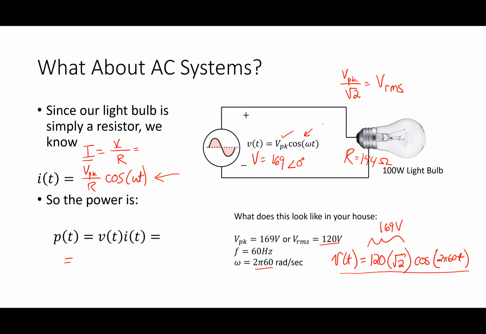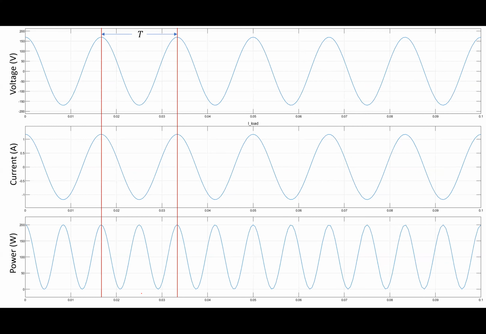So I'm going to have V peak over R, this is my I of t, cosine omega t, and I'd have V peak cosine omega t. That would basically be V peak squared over R times cosine squared. What would that look like? Anybody know? Well, it would look like that. If I take cosine squared, you go do some trig identities, and we're not going to do a lot of trig identities here, so don't worry.